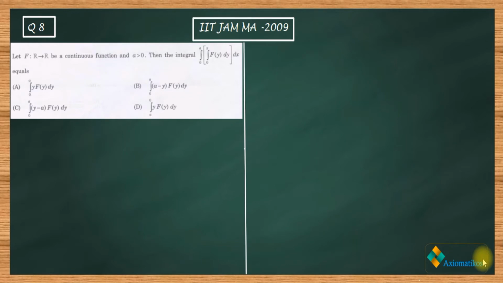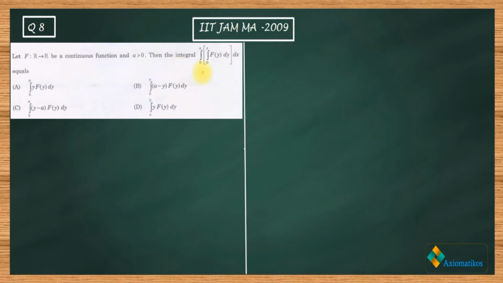This video is part of the solution series for IIT JAM 2009. This is your problem 8, so let us first have a look at this problem. This is an integral calculus problem and it says: let f: R to R be a continuous function and a is greater than 0, then this integral is equal to.